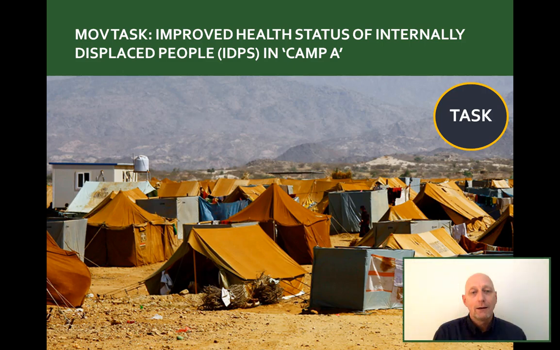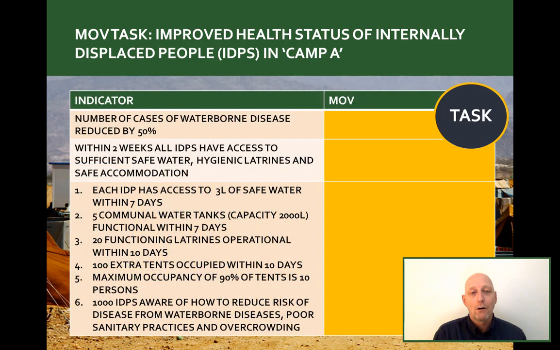Let's return again to the IDP camp. Here are our indicators. What is the source and method of getting that information? How are we going to know that we have improved access to water and sanitation? How do we know that overcrowding has been reduced? What are we going to use to verify that awareness has increased? How will we know that we have these better living conditions? And what's the source of data for a reduction in waterborne disease? Again, pause. Use your imagination if necessary, and we'll discuss shortly.